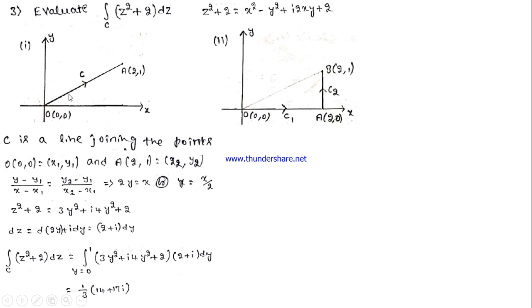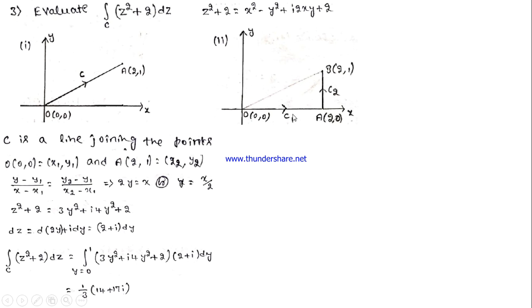Here it was just a one line connecting these 2 points. Here we are moving along C1 first, and then we are moving along C2 to reach B. Which means we are talking about the same 2 points, between which we are interested in finding the integration, but along a different path.